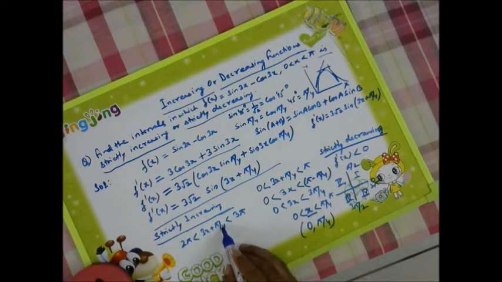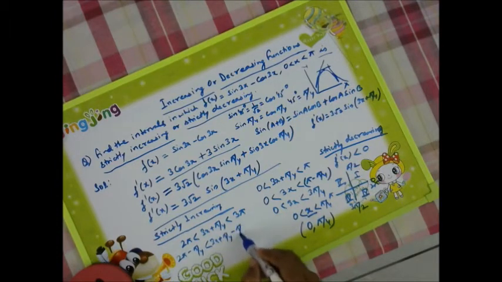Now we will subtract pi by 4 from all. So we get 2 pi minus pi by 4 less than 3x plus pi by 4 minus pi by 4 less than 3 pi minus pi by 4. We want to remove this pi by 4 and bring x here. That's why we are doing these operations.